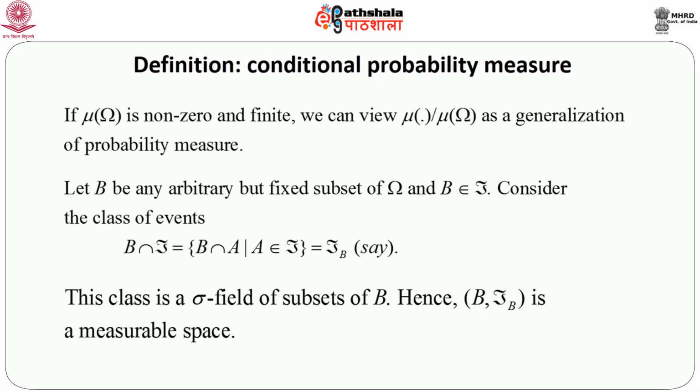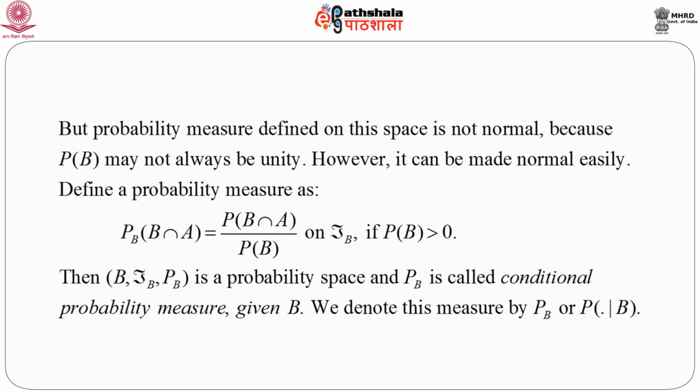Naturally, since this is a sigma field, we can immediately say that B and script F_B is a measurable space. Now, once we have a measurable space, only then can we define a probability measure. So now we have a probability space. The only problem is that the probability measure defined on this space is not normal, because probability of B may not always be unity.